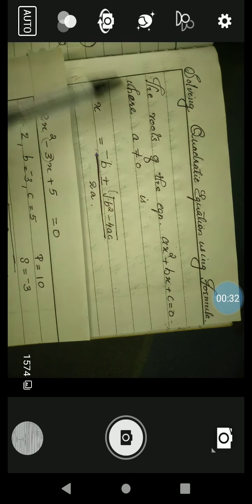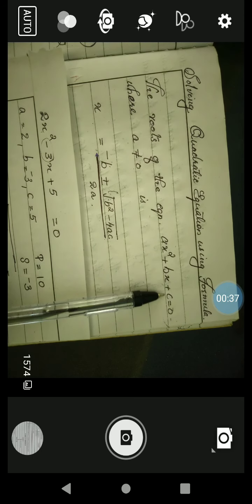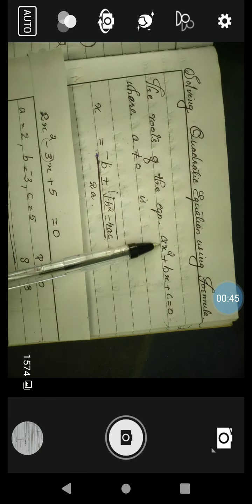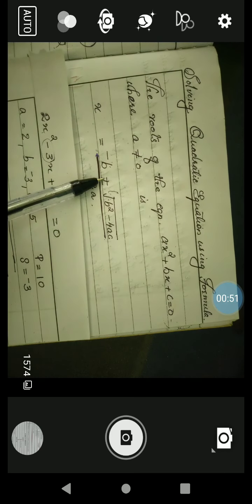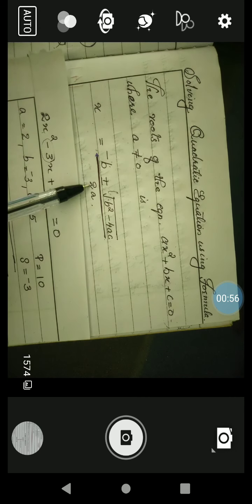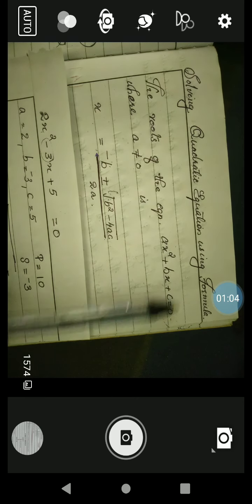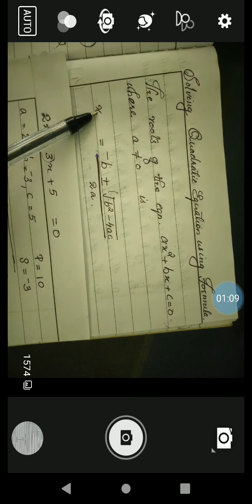Here you can see the standard form of a quadratic equation is ax square plus bx plus c equal to 0, and the formula for finding the value of x is x equal to minus b plus or minus root of b square minus 4ac, the whole divided by 2a. You can see a, b and c. Substitute the correct values in this equation, and you will get the value of x.